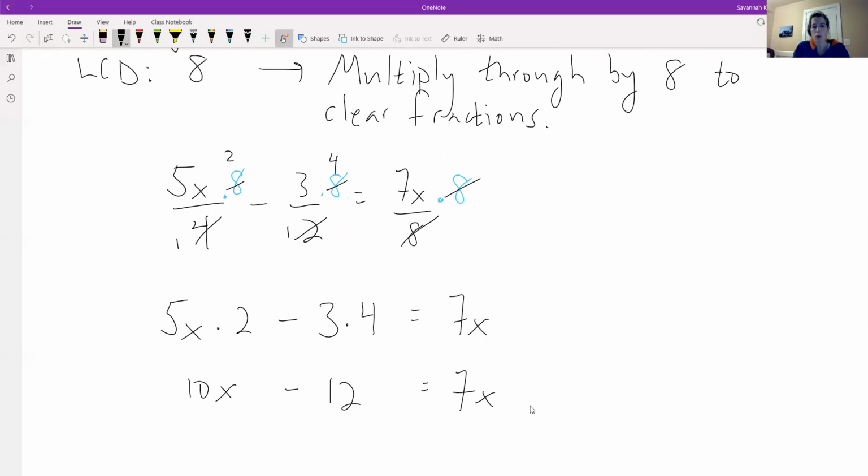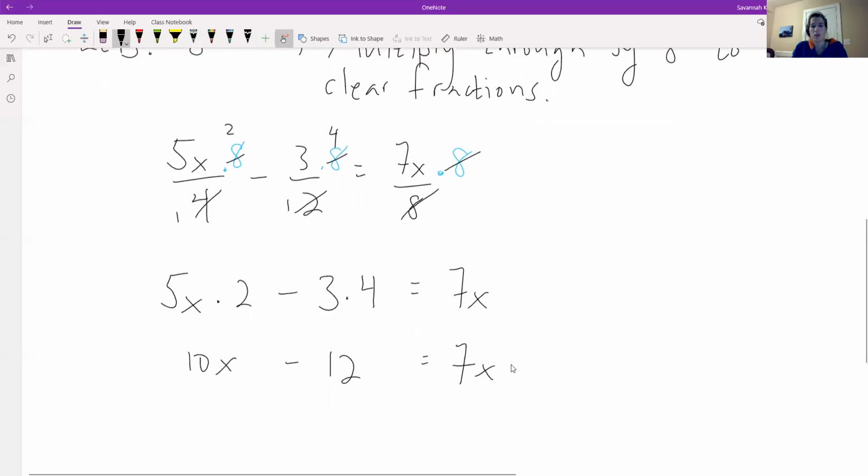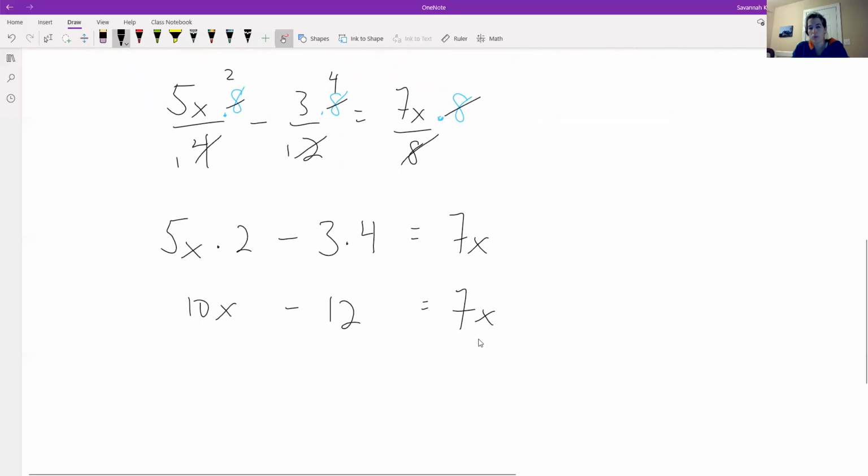And notice we've now arrived at something that is extremely basic algebra. We're trying to isolate x, and just my personal preference, we're going to put the x's on the left, the numbers that are not attached to x's on the right. So this 7x, I will subtract it from the 10x, I'll get 3x. This 12, I will add to the other side, like that. And then eventually I'll get x equals 4.